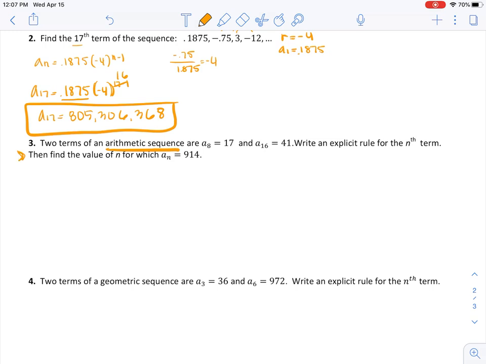Okay. If you look at the next problem, two terms of a geometric sequence are the third term's 36 and the sixth term's 972. So these are both where I didn't give you the first term.